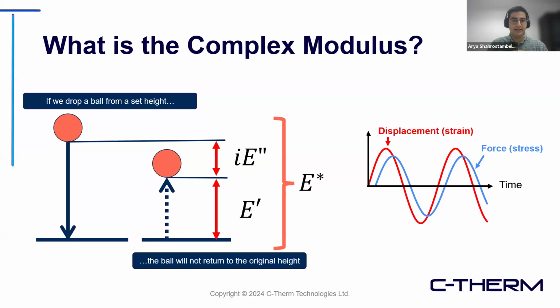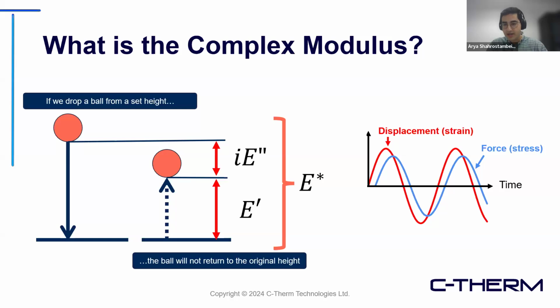So now let's talk more deeply about storage modulus and loss modulus. What happens when you drop a ball? You have two components, as I mentioned, storage modulus and loss modulus. Storage modulus is shown by E prime, and the loss modulus is shown by E double prime. If you add these two components together, you will get the complex modulus, or in simple terms, how resistive your material is to any deformation.